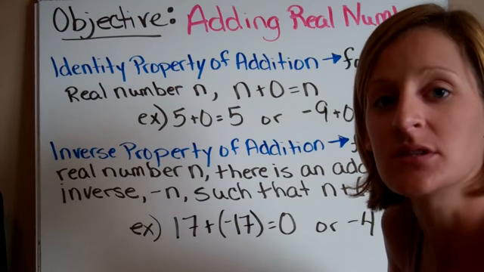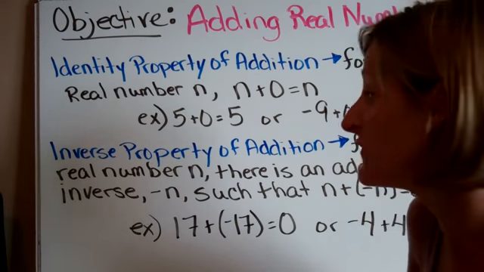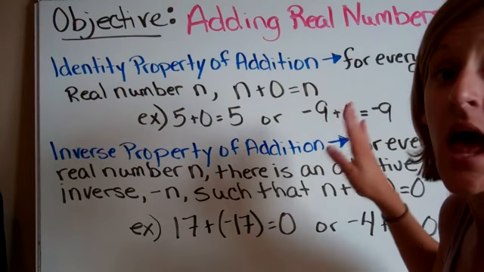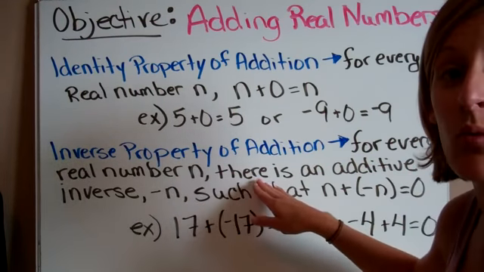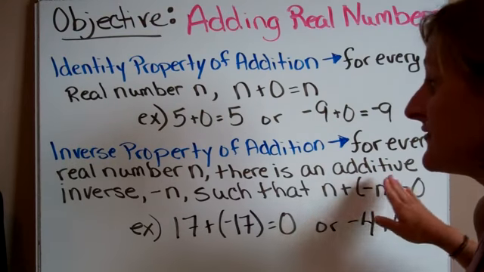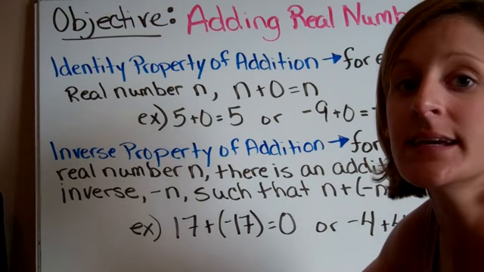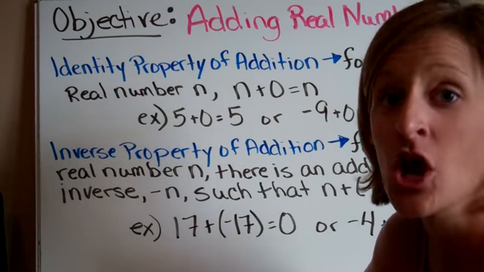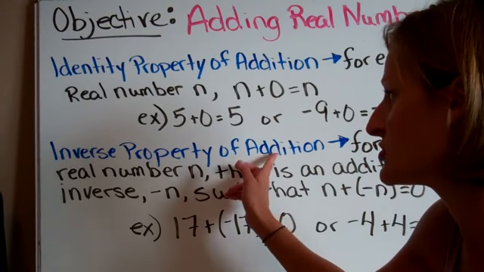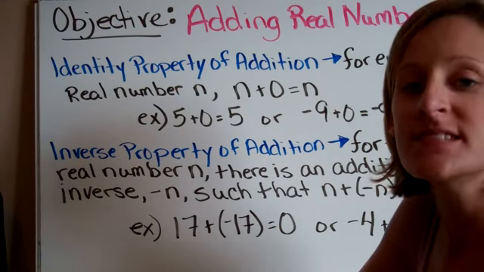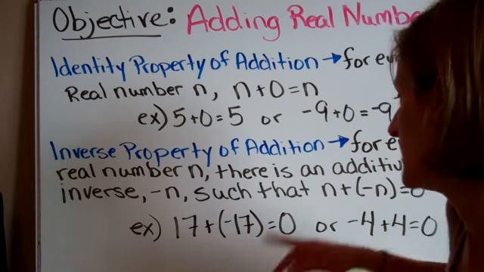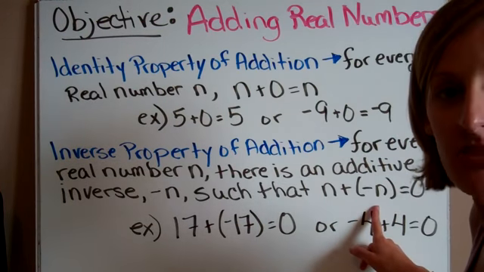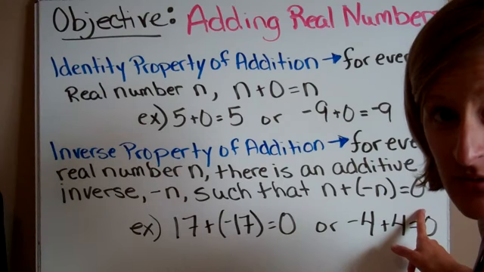Now, we also need to talk about what the inverse property of addition is. That's saying for every real number n, there's going to be what we call an additive inverse. You'll mainly hear the term additive inverse more so than the term inverse property of addition. This additive inverse is basically the opposite of that real number. And when you add them together, you're going to get the sum of 0.